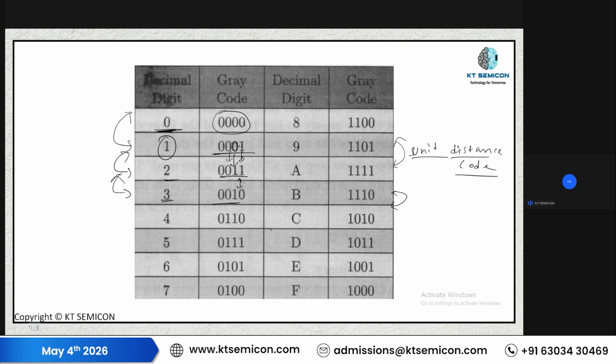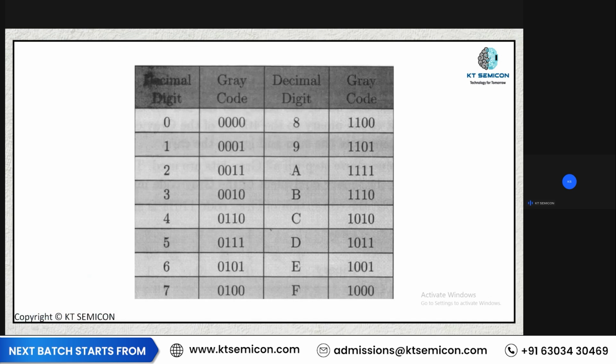Now, why is this code called a reflective code? The reason is, if you look carefully over here, up to this particular format, that is 0, 0, 0, 1, 1, 1 and 1, 0, this is one set. And if you treat this line as a mirror, then you can see there is an exact reflection of this sequence in the second half, that is 1, 0, 1, 1, 0, 1 and 0, 0. So this is the reason this gray code is called a self-reflective code.